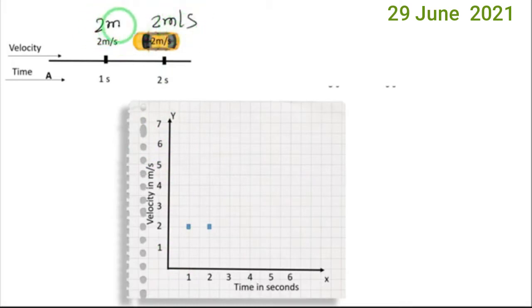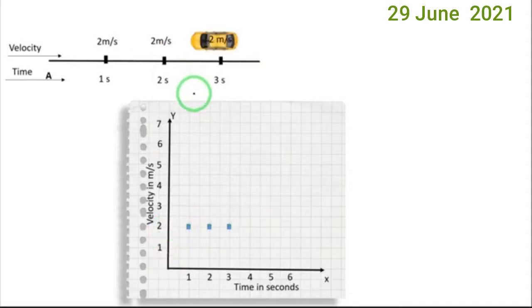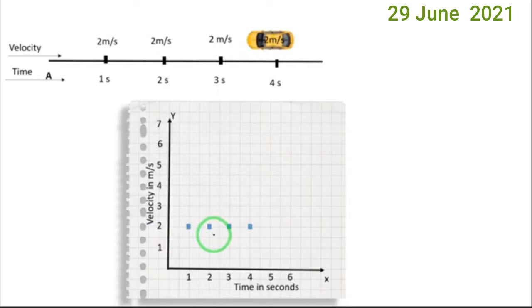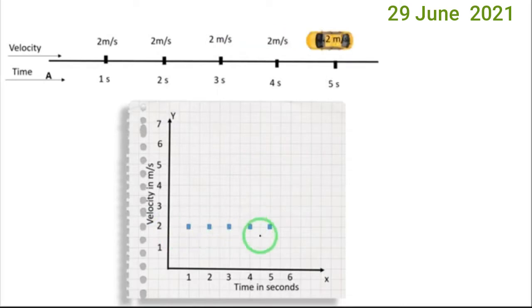Here also it was 2 meter per second. Now also it is 2 meter per second. So the second point will come again on the line of 2 meter per second. And then the third second, it is again on the line of 2 meter per second, and so on for 4 seconds and 5 seconds. So if you join this line, you get a line which is parallel to x-axis. Now can you tell me what is the acceleration here?